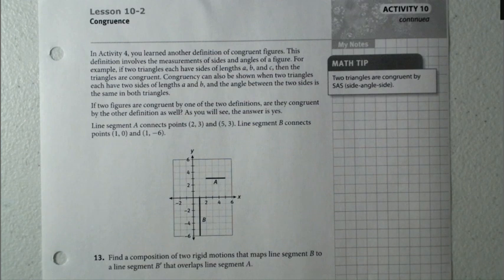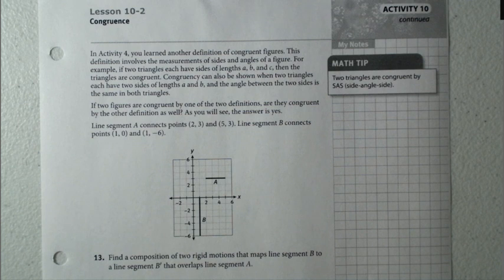In Activity 4, you learned another definition of congruent figures. This definition involves the measurements of sides and angles of a figure. For example, if two triangles have sides of lengths A, B, and C, then the triangles are congruent. Congruency can also be shown when two triangles each have two sides of the lengths A and B, and the angle between the two sides is the same in both triangles.